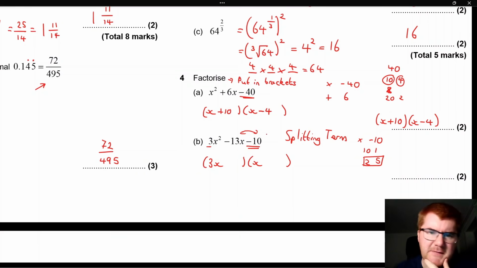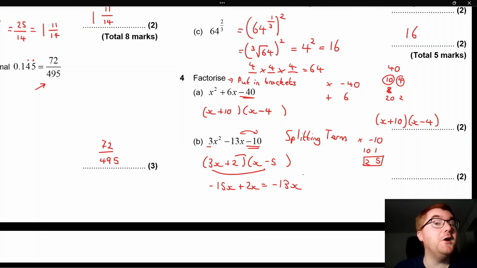Let me show you what I mean. So let's just try something at random. We need a minus and a plus, so let's put a minus 5 here and a plus 2 here. So I'm just going to check the outside terms. So 3x times minus 5x, that's minus 15x. Do the inside term. 2 times x is plus 2x. I get minus 13x straight away.